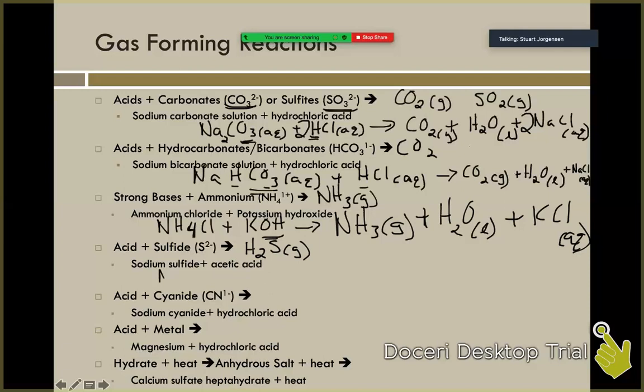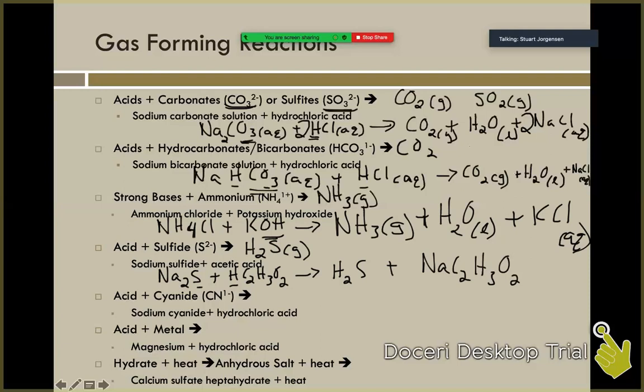Our example here is our sodium sulfide, Na2S, reacting with acetic acid, which is HC2H3O2. Sometimes you'll see that written slightly differently as CH3COOH. That's just kind of a hybrid of its structural formula. The H gets with the S to make H2S, and our leftover bits here are going to be the NaC2H3O2 as a salt.